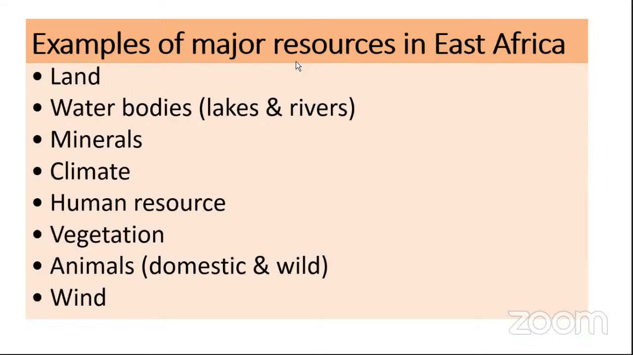So we are going to be discussing these resources one by one. But today we are going to focus on one of these resources, and that's land. If somebody asked you to define land, how would you define it? By show of hands, I will pick you and you tell us what you think. What is land? Which definition would you give for land? Raise your hand and I'll pick you to give us the answer.